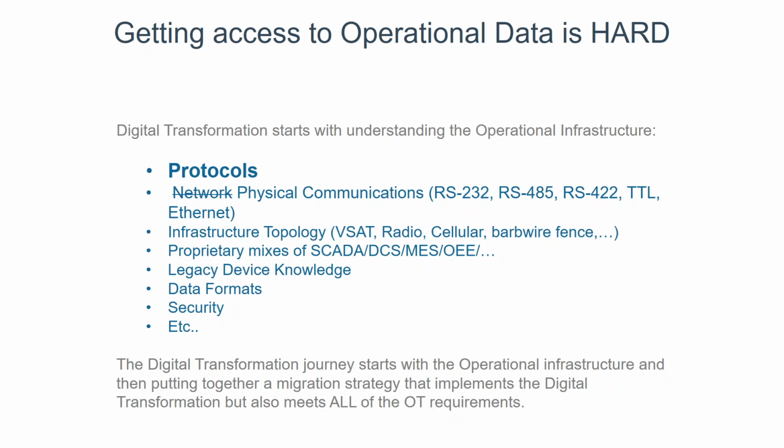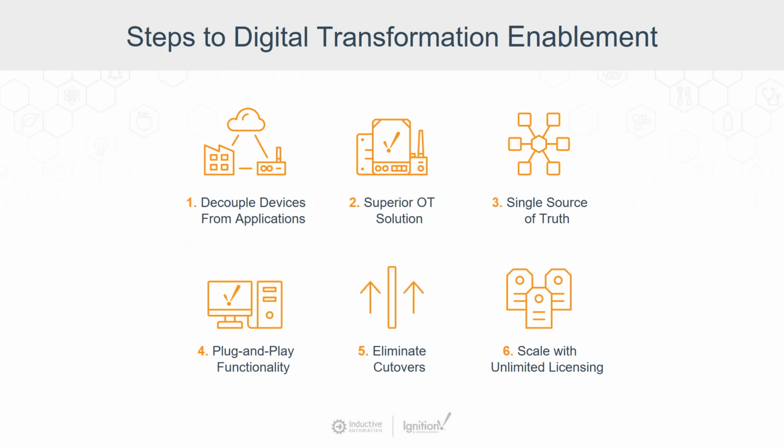It's not as simple as, oh, we're just going to get all this data and just deliver it to somebody. We have to be able to look at it from a new architecture standpoint. And our journey really starts with putting together a migration strategy that gets us from the brownfield world to the digital transformation world that still continues to meet all of the OT requirements that we have. So when we look at the steps to digital transformation, these are steps that we have here at Inductive Automation, along with a lot of other vendors like Moxa, are trying to educate on how we can actually get to this kind of digital transformation.